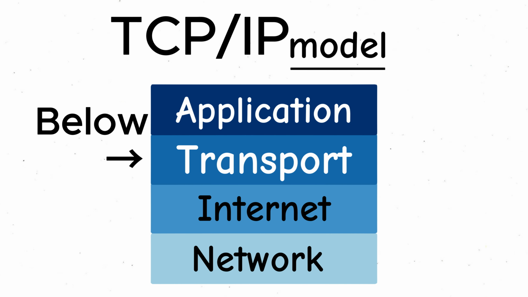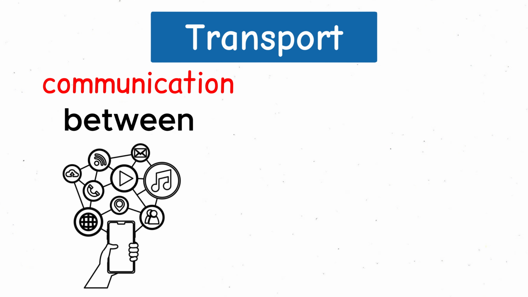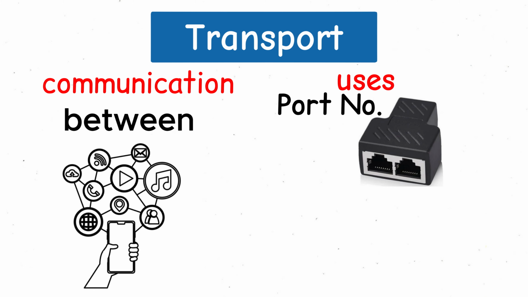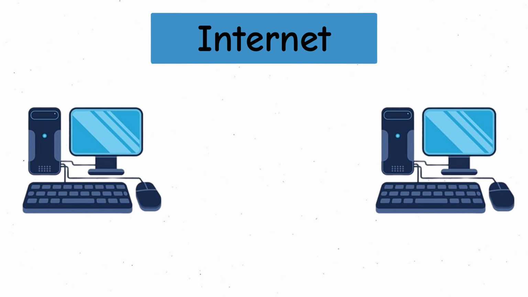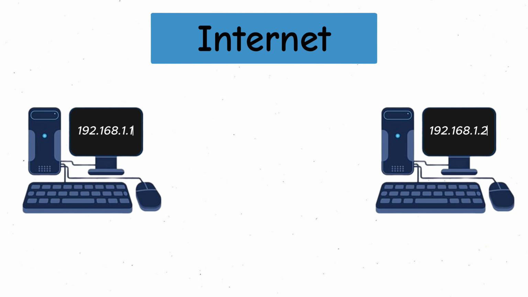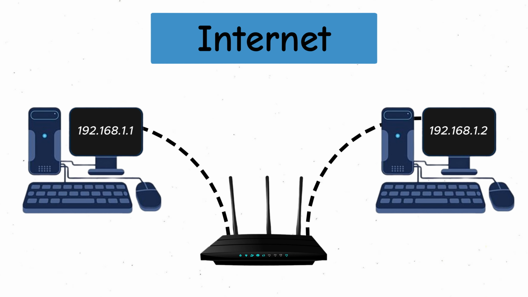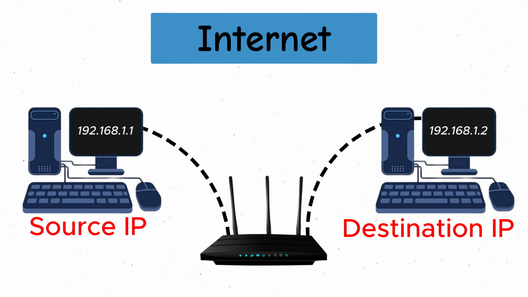Below that is the transport layer. This layer controls communication between applications. It uses port numbers and protocols like TCP and UDP to decide how data should be delivered, reliably or fast. Next is the internet layer. This layer is responsible for IP addressing and routing. It decides where data should go and how to reach the destination across different networks.